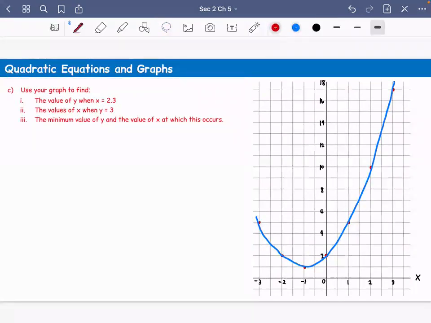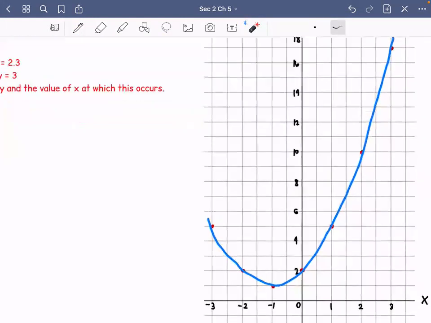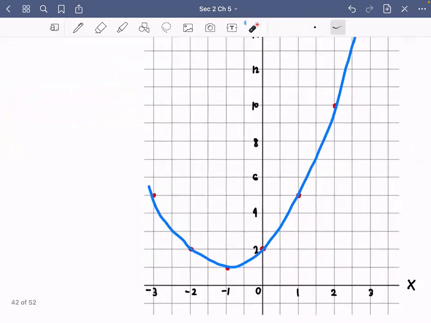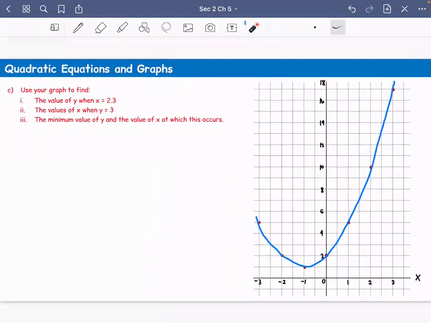Now for letter C, we need to use our graph to find the values of y when x is 2.3. Okay, so when x is 2.3, it should be over here, right? Now, as you can see, class, my answer here won't be very precise because, unlike the one in the book, I don't have the small squares that will help me. If that's the case, you should go back to the given equation.